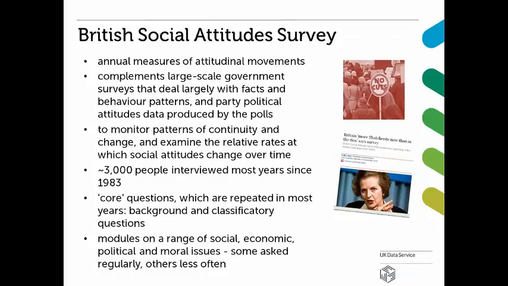So the British Social Attitudes Survey provides an annual measure of attitudinal movement in Britain, and it was designed to complement the other large-scale government surveys that deal largely with facts and behaviour patterns. Its aim is to monitor patterns of continuity and change and examine the relative rates at which social attitudes change over time. It interviews about 3,000 people in most years since 1983. It has some core questions which are repeated in most years, so the background and classificatory questions. And it also has modules on a range of social, economic, political and moral issues. Some of these are asked regularly and some of them are asked less often.